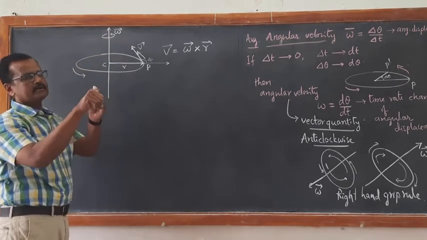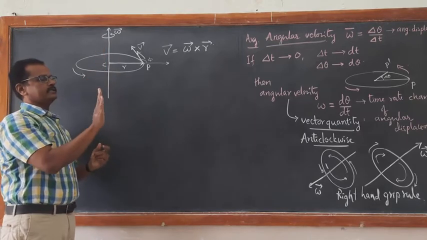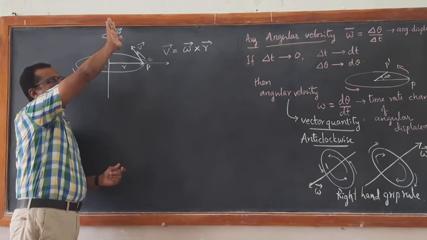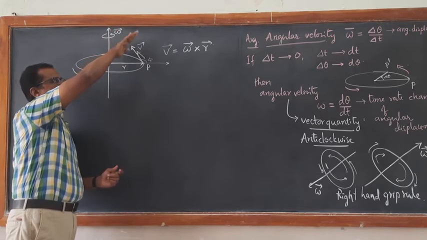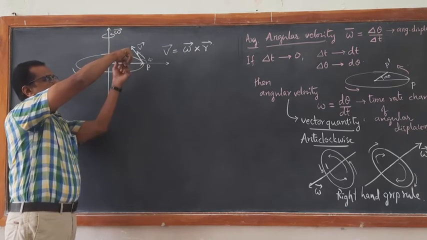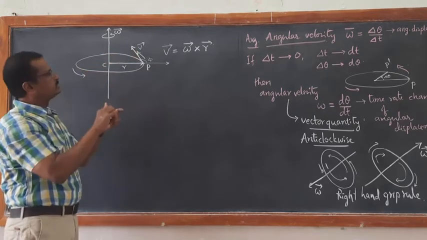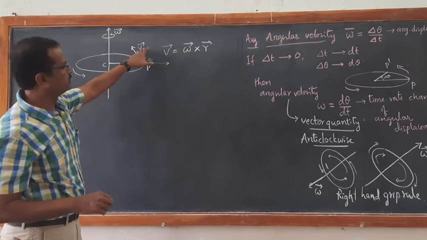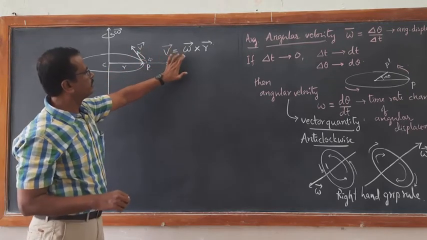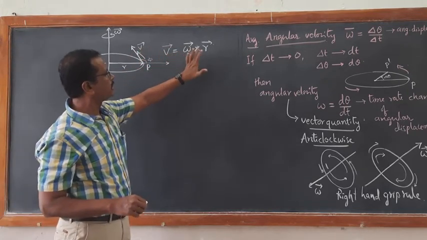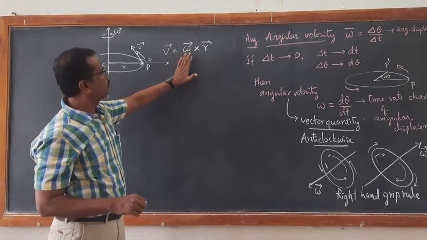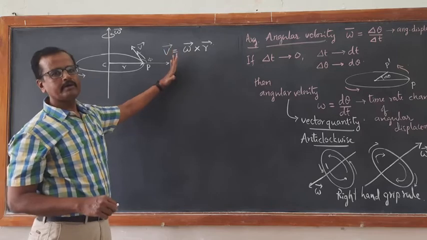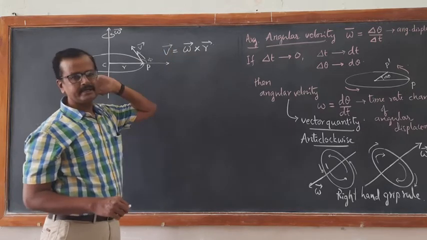See my thumb. When you turn, you extend your four fingers towards omega. This is omega. And turn this omega towards r. See the thumb. The thumb points inwards. So the vertically inward direction gives us the velocity vector. See, this is how the linear velocity and angular velocity are related as a cross product of omega and r. Please don't change the order. It should always be maintained in the same order.